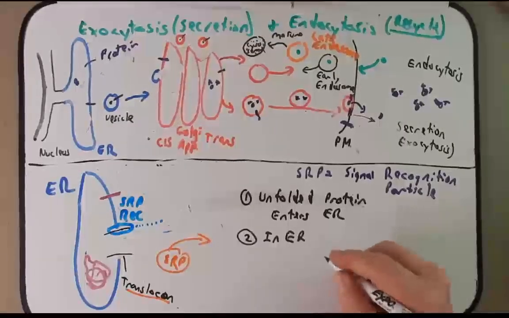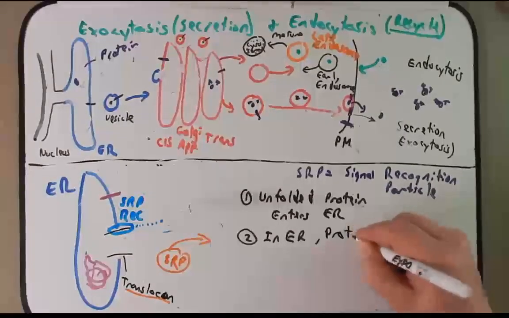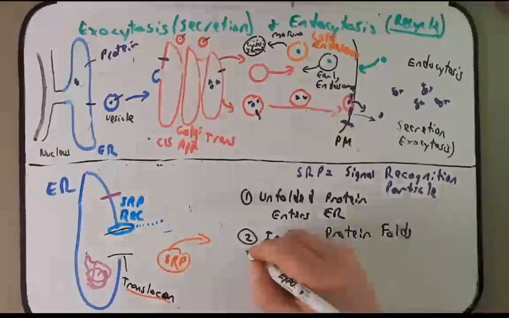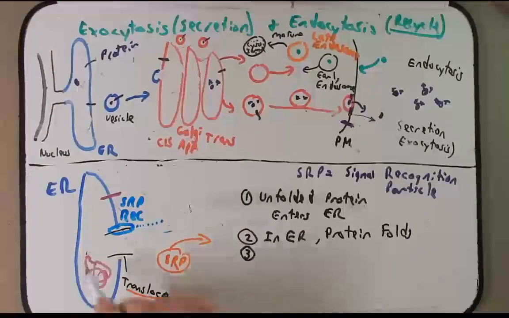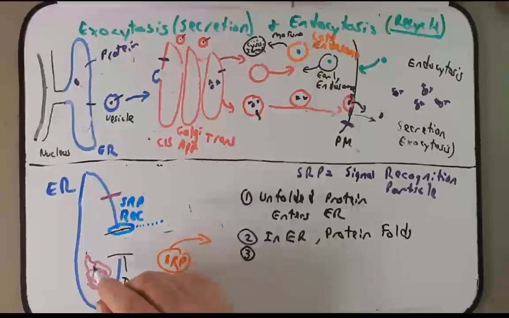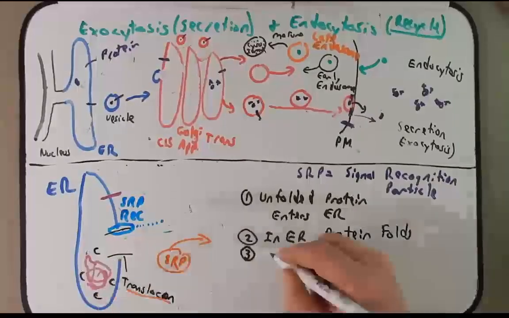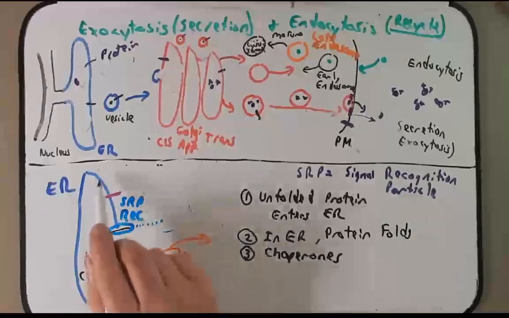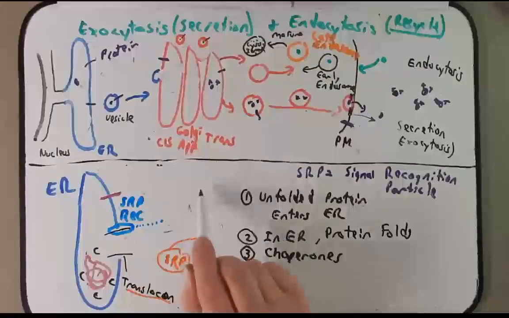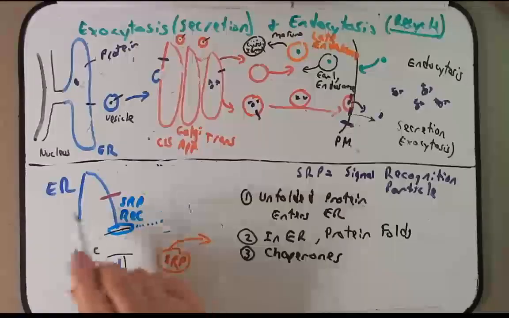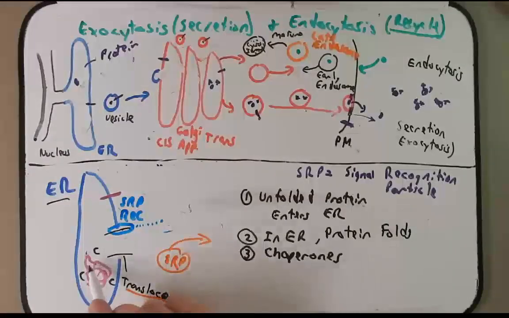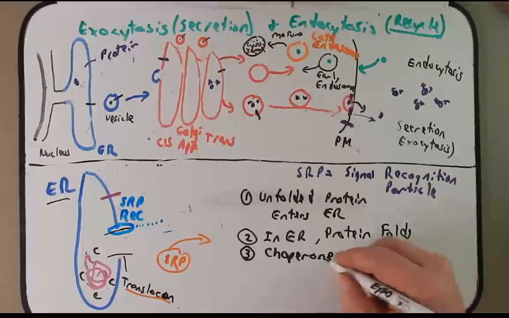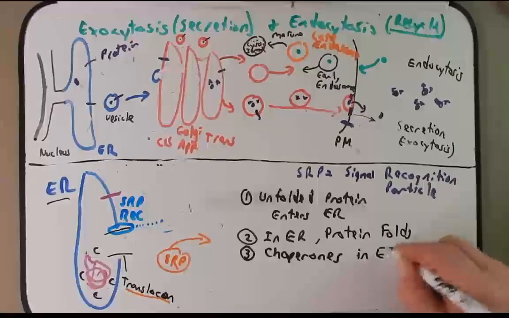So in the ER, the protein folds. Now, as the protein folds in here, there is something I didn't tell you. I'm just going to draw some C's in here. There are proteins called chaperones. These are proteins that reside in the ER, as well as the cytosol and other organelles, but we're just talking about the ER now. So these chaperones are in the ER lumen, and they will assist in the proper folding of this protein. So, chaperones in the ER.